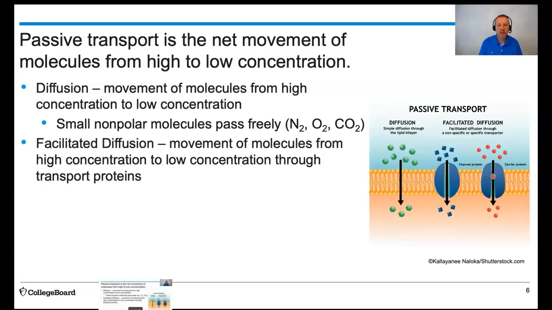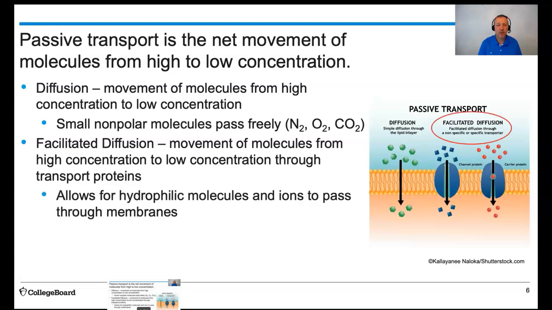Then, of course, we have facilitated diffusion. These are still going high to low. However, the molecules either have a charge, so they're either polar, they're charged, or they're too large. So if it's non-polar, but it's large, then it's still not going to be able to get through without some kind of help.